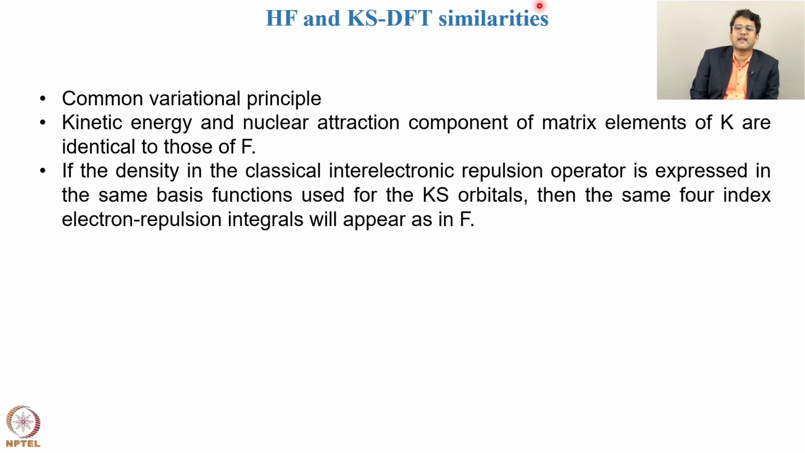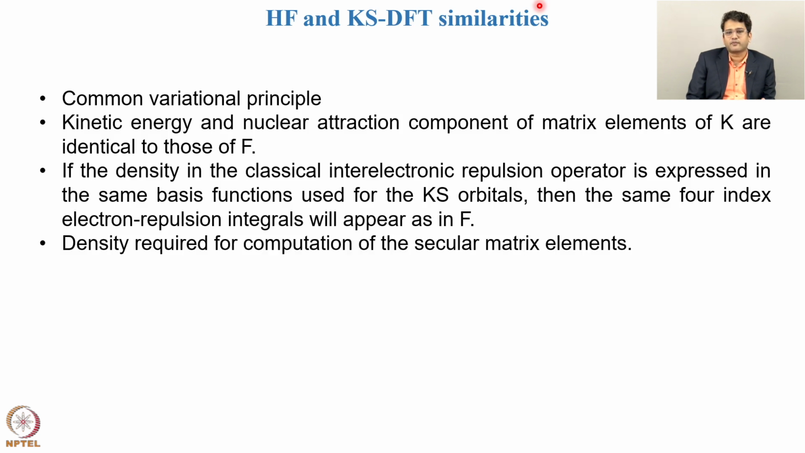Now, if the density in the classical inter-electron repulsion is expressed in terms of the same basis functions used for the Kohn-Sham orbitals, then the same 4-index electron repulsion integrals will appear in the F. So, the problem of n to the power 4 scaling in Hartree-Fock comes due to the 4-index integrals, and that actually scales as n to the power 4. In the Kohn-Sham also, if I express the classical inter-electronic repulsion, the Coulomb term, in terms of the same basis functions as the Kohn-Sham orbitals, this will also look very similar with 4-index integrals, and density is required for the computation of the secular matrix.